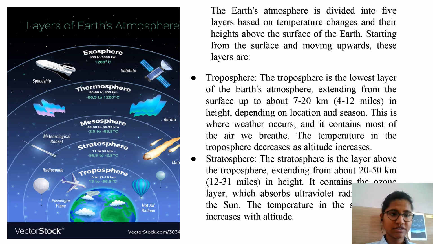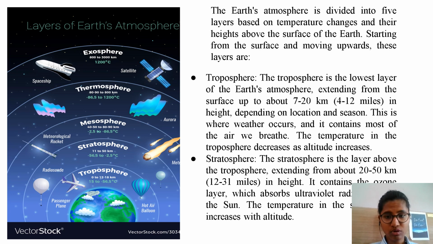Now let's see the layers of Earth's atmosphere. There are mainly five layers of the Earth's atmosphere. The Earth's atmosphere is divided into five layers based on temperature and their height above the surface of the Earth. Starting from the surface of the Earth and moving upwards, these layers are the troposphere, stratosphere, mesosphere, thermosphere, and exosphere.